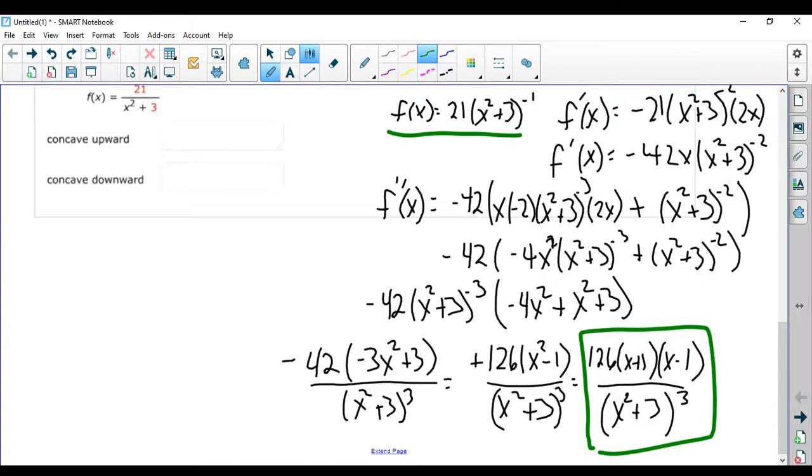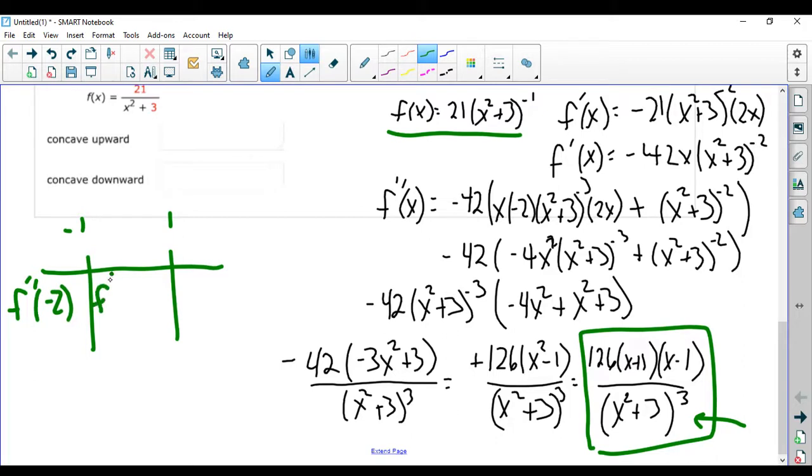So the second derivative equals 0 when x equals plus or minus 1, because that's where the top equals 0. And if you look at the bottom, it's always positive because that's x squared plus 3. So the bottom doesn't ever go to 0. So on your chart, you're going to use the negative 1 and positive 1, where the second derivative equals 0. Your test points, negative 2 here, 0 here, and whatever, 5 here, anything greater than 1.